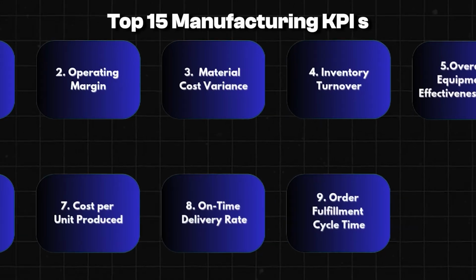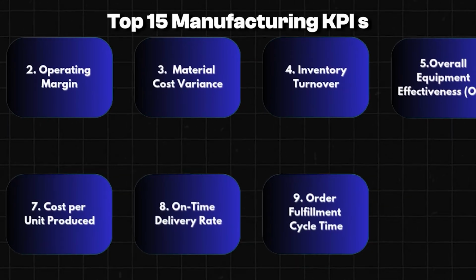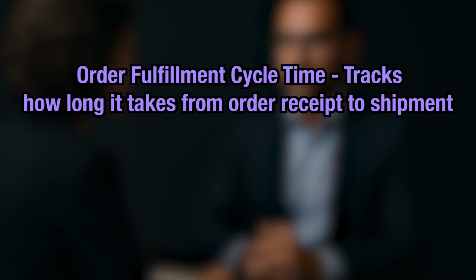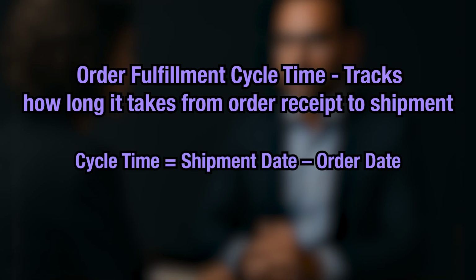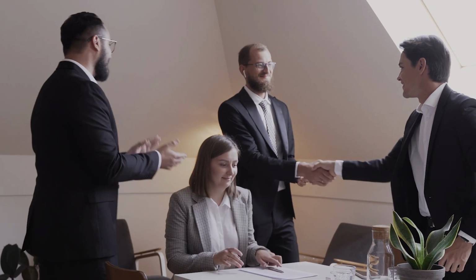Manufacturing KPI number 9 is the order fulfillment cycle time. This tracks how long it takes from the order receipt to the shipment. The cycle time is calculated as the shipment date minus the order date. Reducing the cycle boosts agility and customer satisfaction.